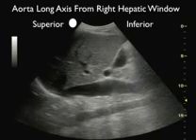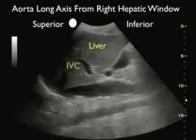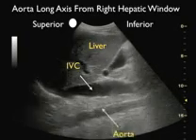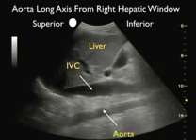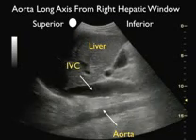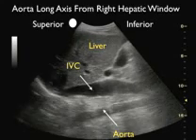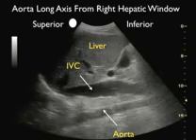One final pearl for the imaging of the aorta is to use the right hepatic window in cases where you're blocked by excess bowel gas from an anterior approach down onto the aorta. Using the right hepatic window employs the liver as your acoustic window onto the inferior vena cava and aorta and will allow for a long axis view of the aorta.